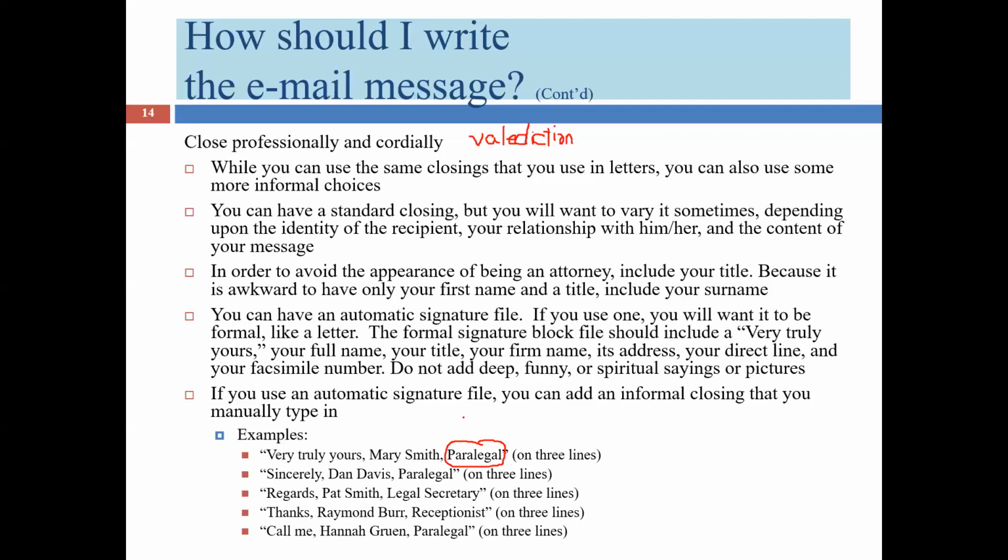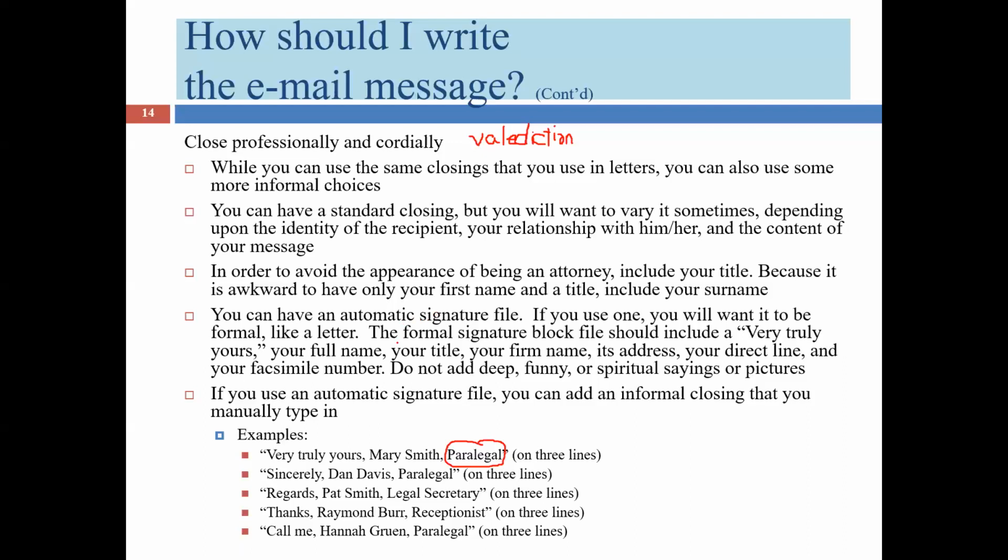Probably not. So it's good to have it also in your valediction. It's also pretty standard to put one's title, work title, in the valediction. So it's really just a normal, typical thing to do.